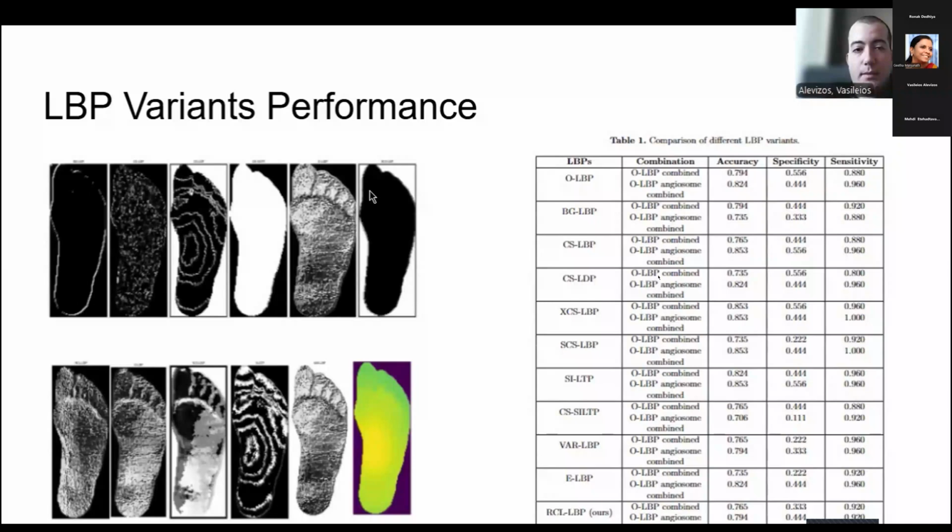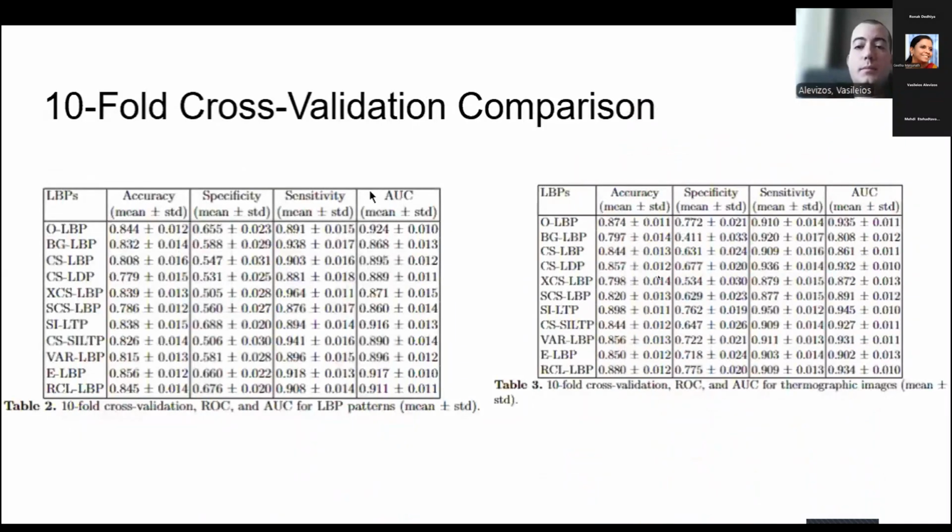By analyzing the tenfold cross-validation results, we observed certain trends. RCL-LBP demonstrated a high sensitivity, meaning that it was more effective at correctly identifying patients with diabetic foot complications. However, its specificity was quite lower compared to some other LBP variations. This shows us that RCL-LBP is still a good detector for true positives.